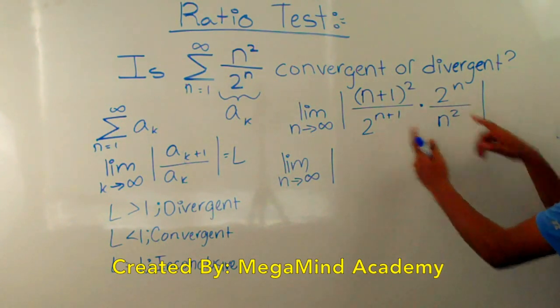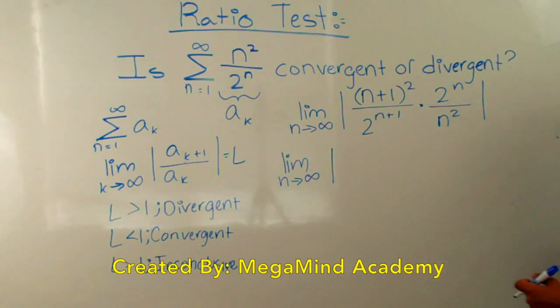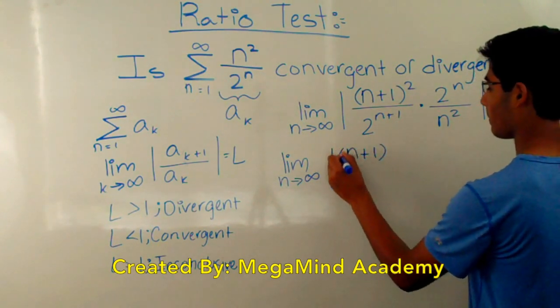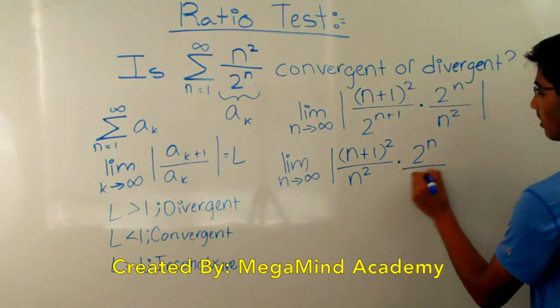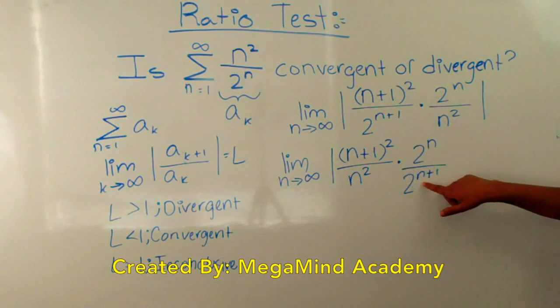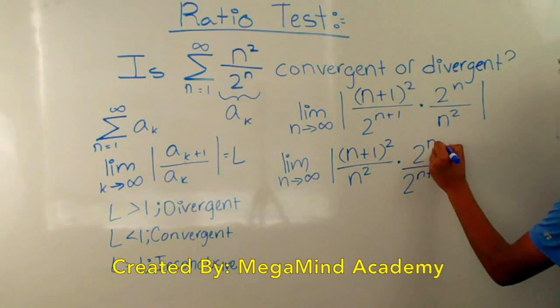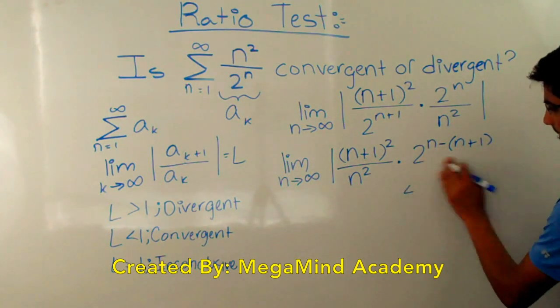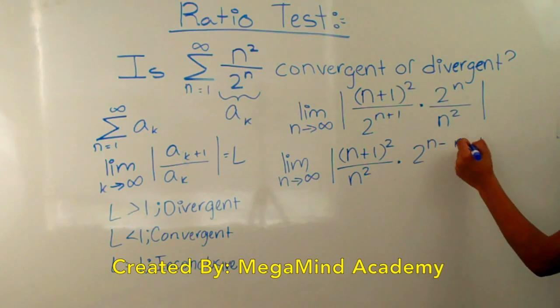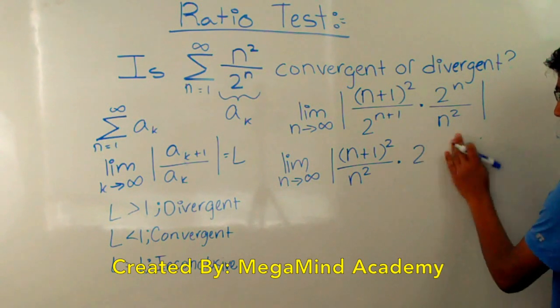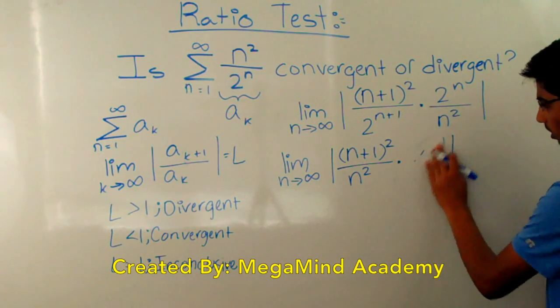As we can see, we have two exponents with the same base, so we can apply exponential rules. We can move our terms around and get 2 to the n power over 2 to the n plus 1 power. So this is equal to n plus 1 squared over n squared, times 2 to the n power over 2 to the n plus 1 power. Now we just subtract the exponents: n minus n plus 1 becomes n minus n minus 1. The n's cancel out, and we're left with 2 to the negative 1 power, which is equal to 1 over 2, or 1/2.